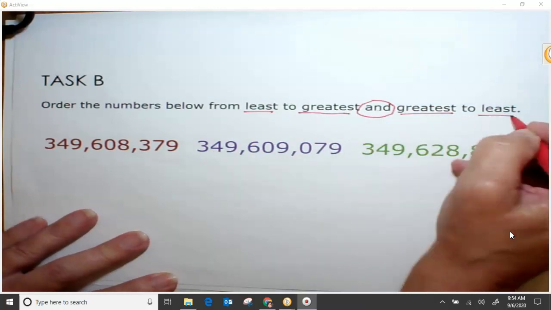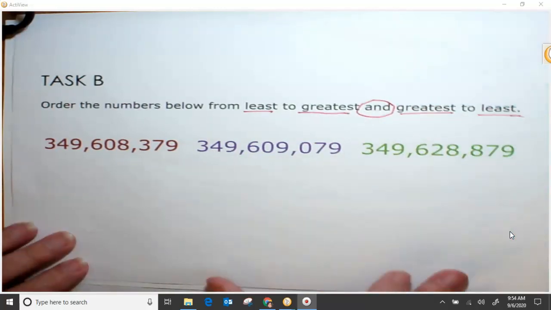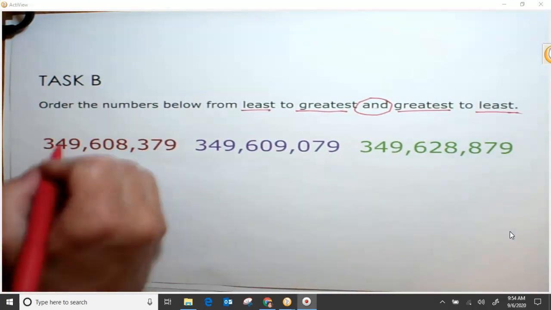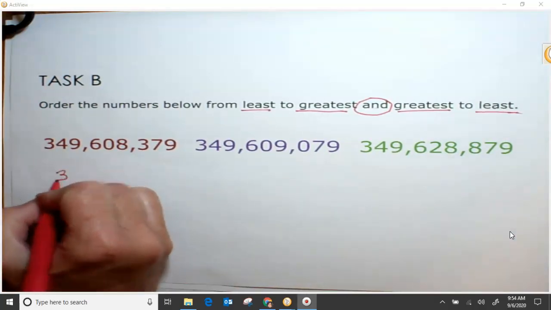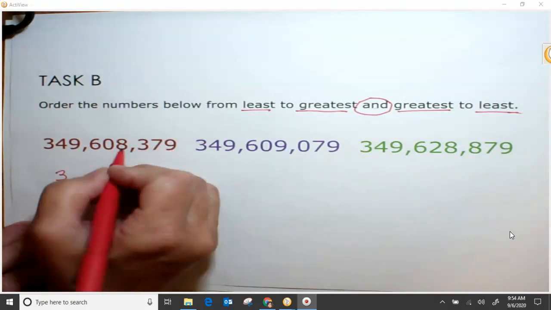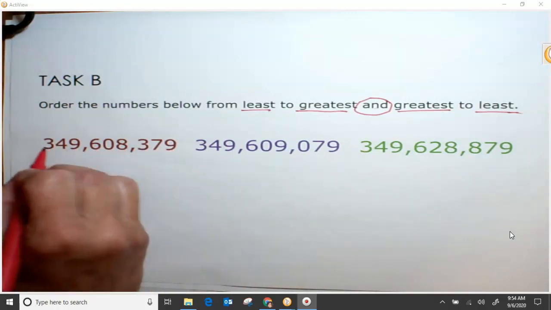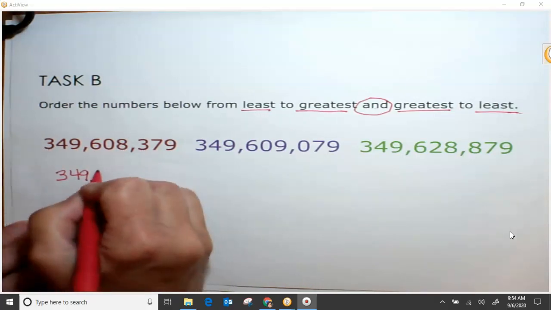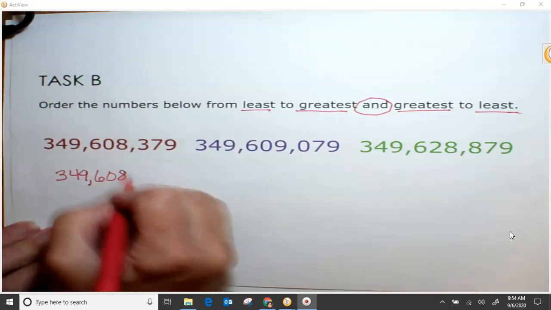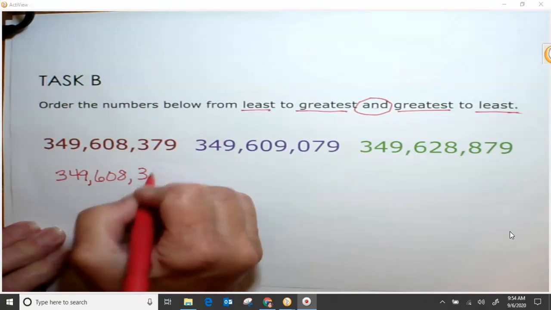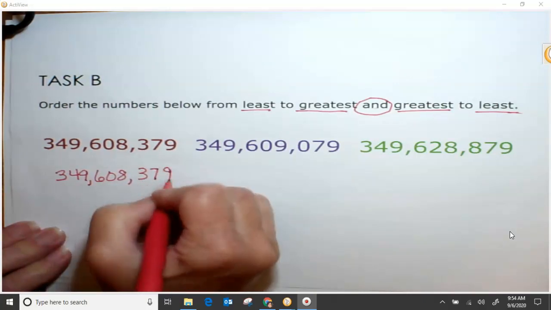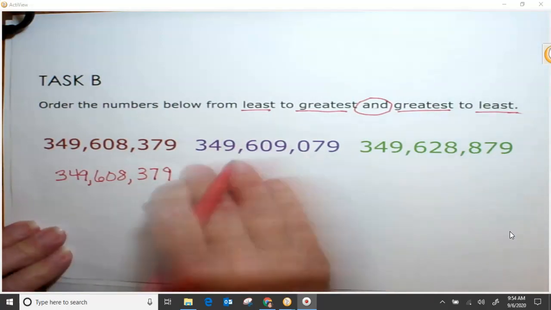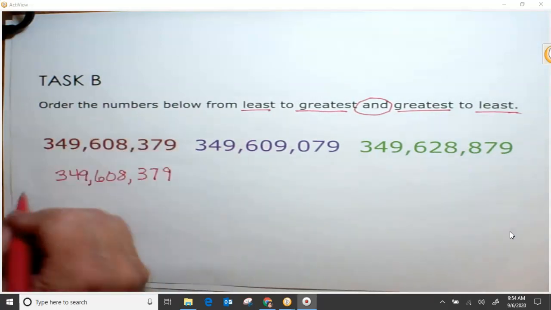So the same thing we did in the first task, it's just our numbers are done vertically. So I'm going to take the first number here and I'm just going to rewrite it. And this is the ones units, the thousands, and the millions. So this is 349,608,379. Okay, I'm going to take the next number, and it's the same length, so we should line this up really well.